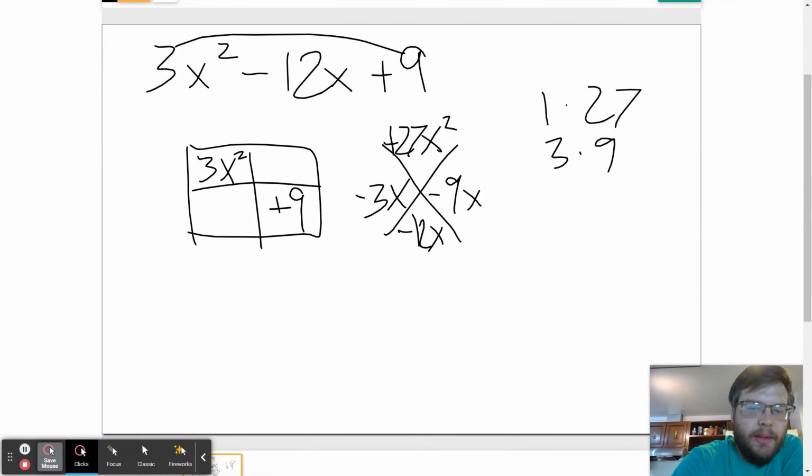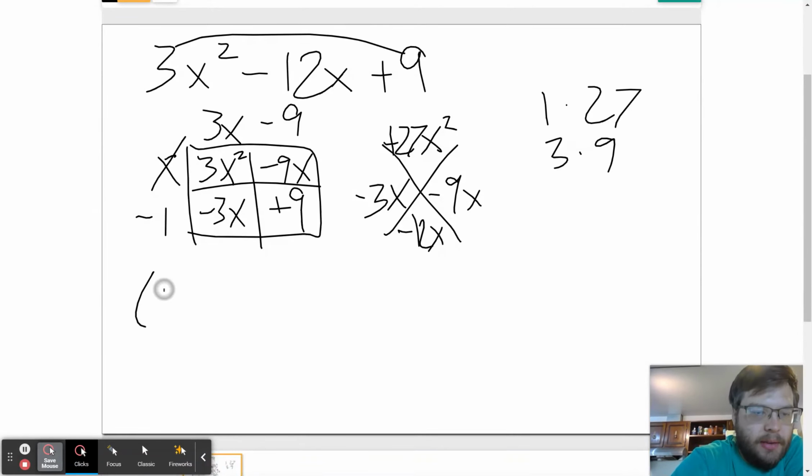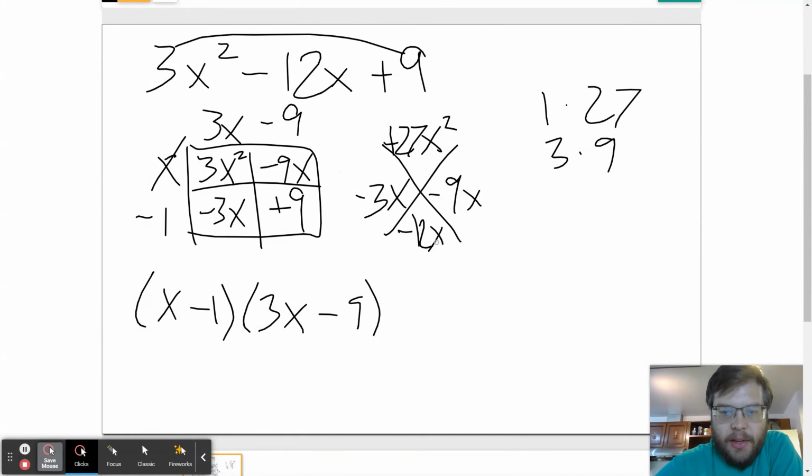So then I put my negative 3x and my negative 9x here, and I'm looking for what the pieces have in common. So I can see that this column here has a negative 9. This column here has a 3. This here would just be x. And then this would just be negative 1. And I have x minus 1 times 3x minus 9. So that's the box and diamond method.